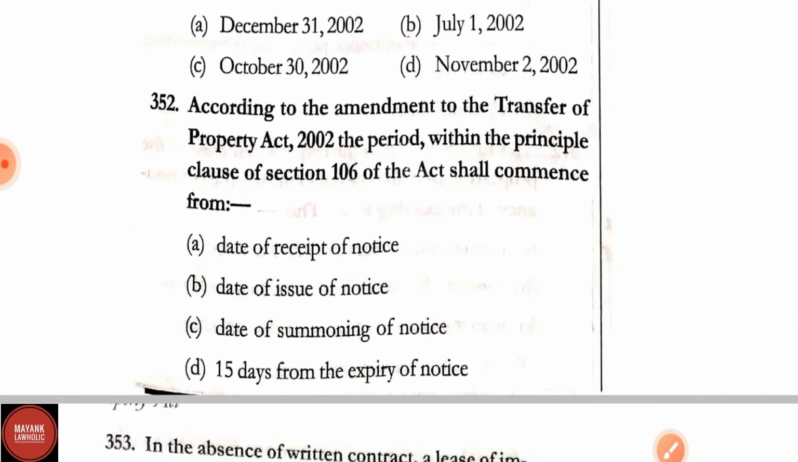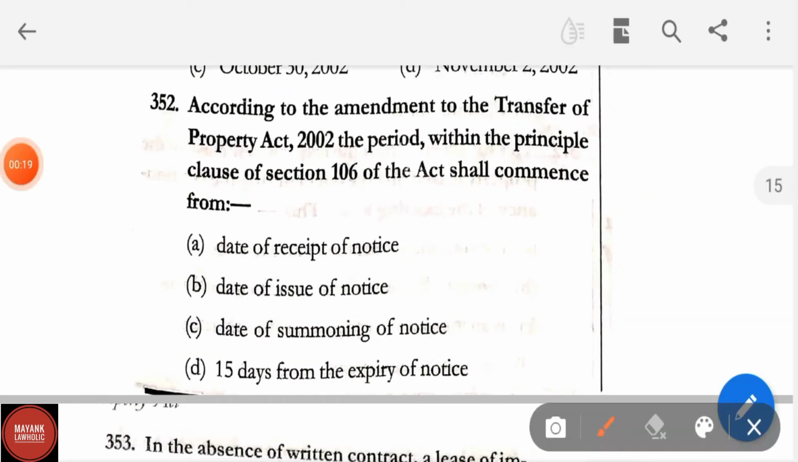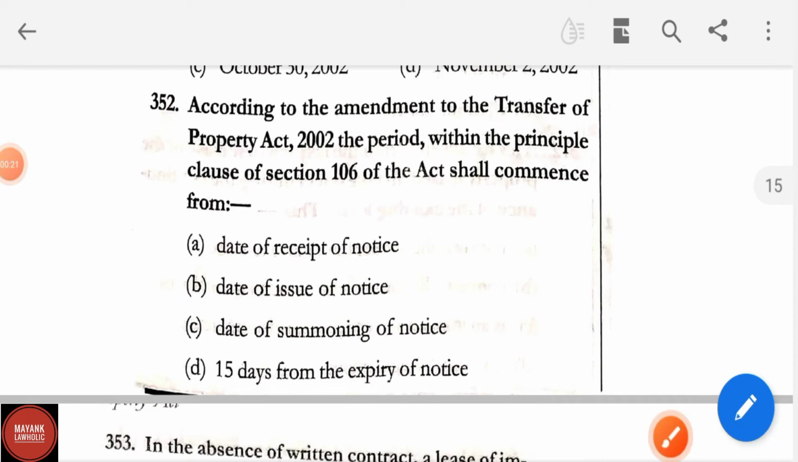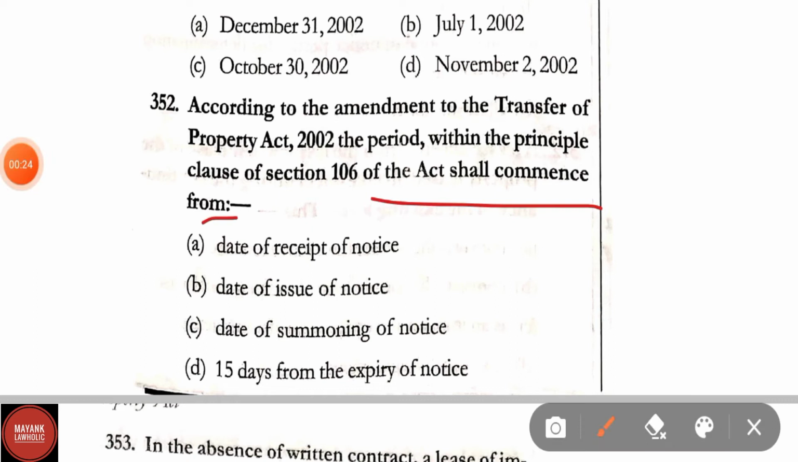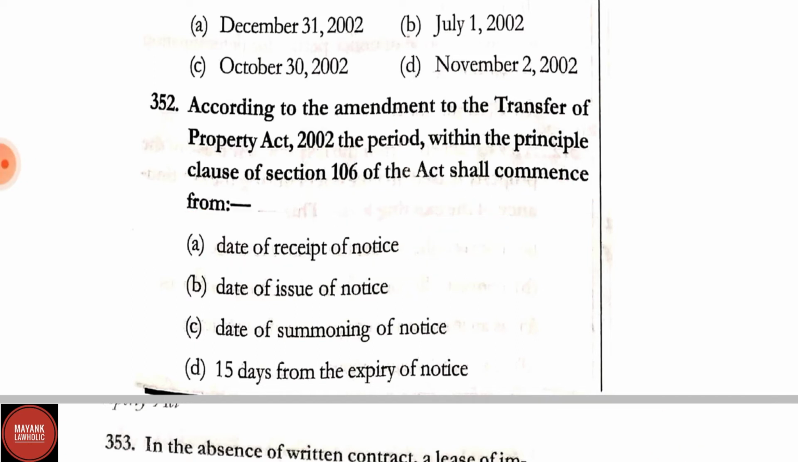Question number 352. According to the amendment to the Transfer of Property Act 2002, the period within the principal clause of section 106 of the Act shall commence from: option A, date of the receipt of notice; date of issue of notice; date of summoning of notice; 15 days from the expiry of notice. The correct answer is option A, that is, date of receipt of notice.